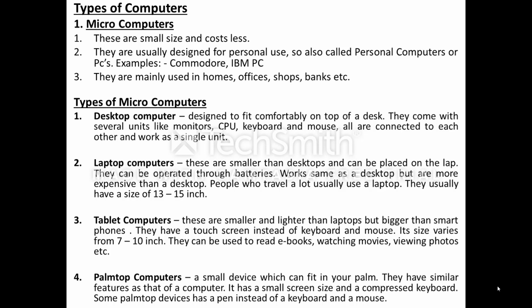All right. Types of computers. The first one is microcomputers. These computers are very small in size and they cost very less. They are usually designed for personal use, so they are also known as personal computers or PCs. Examples are Commodore or IBM PC. They are mainly used in homes, offices, shops, and banks.